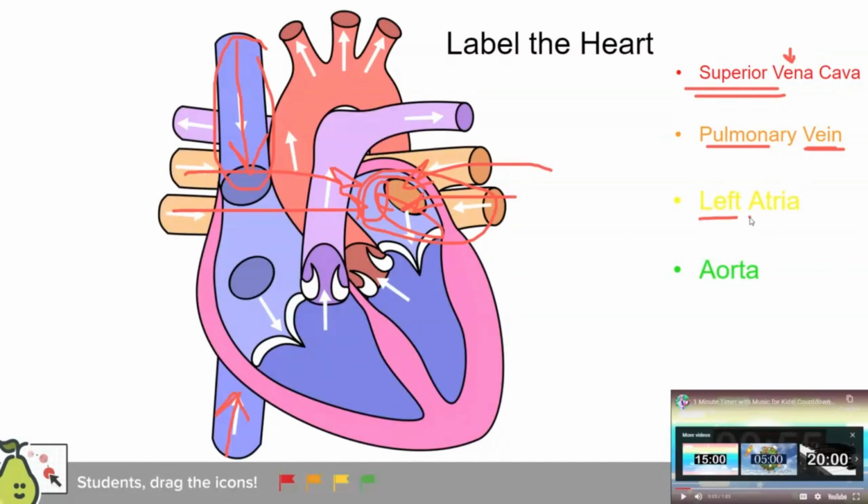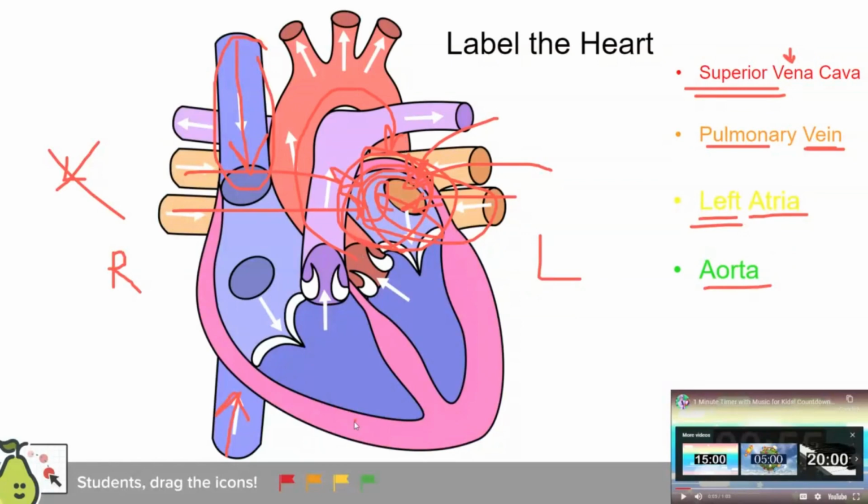Next is the left atrium. If I'm looking, this is my left side, but that's not the patient's left side. The patient's left side is this way, and the patient's right side is this way. So if I'm looking for the left atrium, that's the left atrium right there on the left side. And then we have the aorta, which is the largest blood vessel in your body, and it runs right like that and even down the back. So this is your aorta.